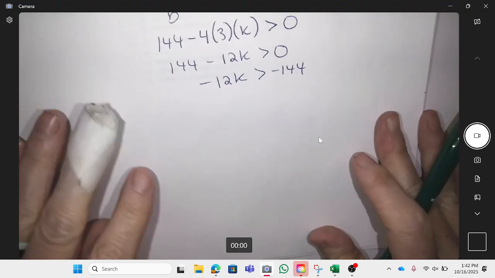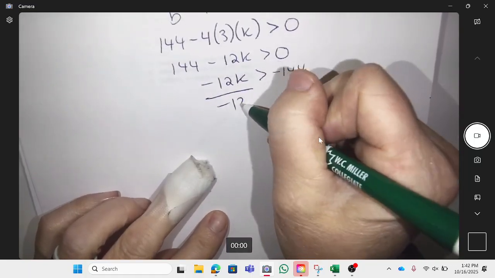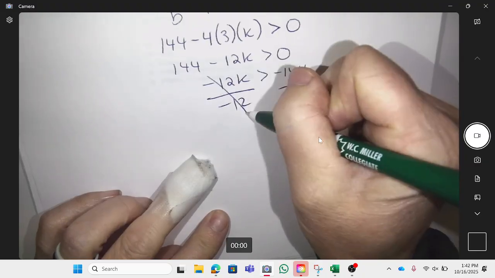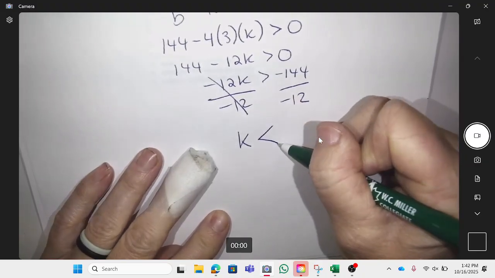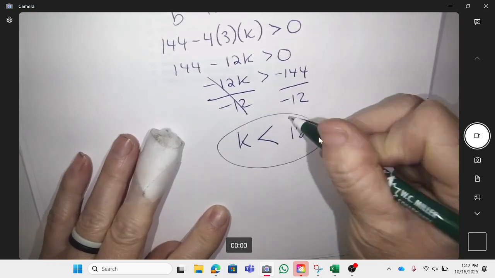Okay, so divide by negative 12, divide by negative 12. Therefore, k, switch the sign. K is less than 12.